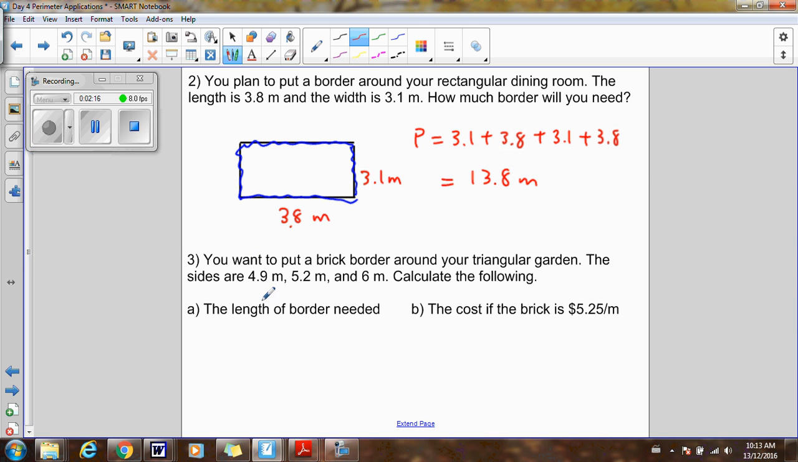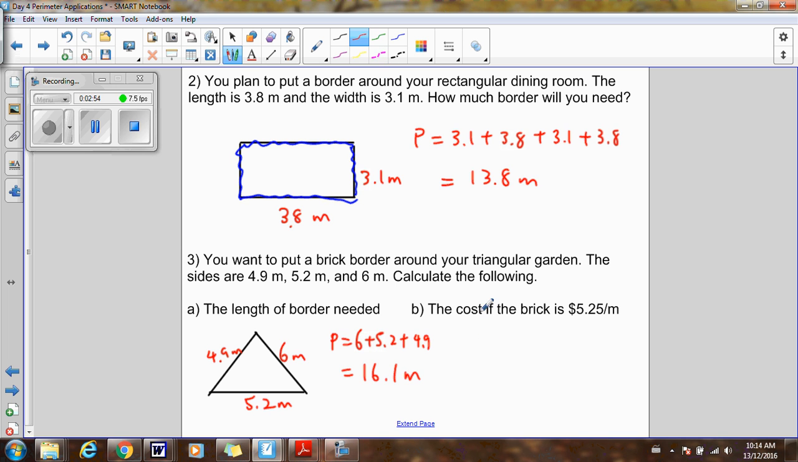For question 3, it says you want to put a brick border around your triangular garden. So we have a triangle here, so let's draw that. Okay, so here's a triangle, and they tell us the dimensions of the triangle: 4.9 meters, 5.2 meters, and 6 meters. So the first question asks to find the length of the border, so that's to find the perimeter. So it will be 6 plus 5.2 plus 4.9. If you do that, you're going to get 16.1 meters.